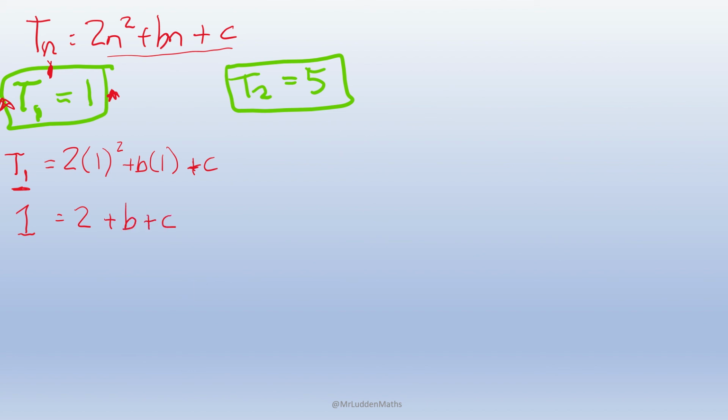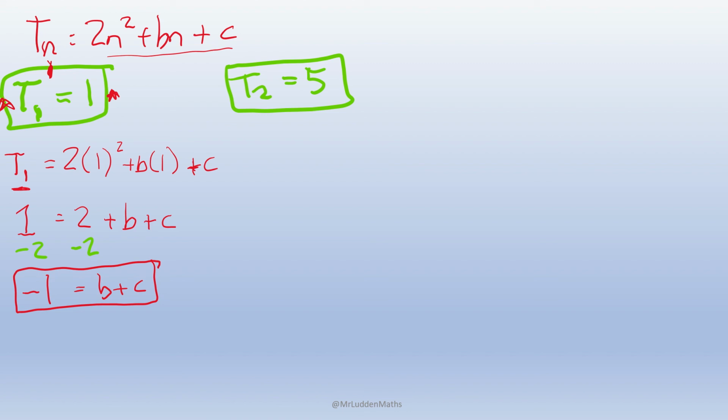Now, in order to make sure I have my variables on one side and my constants on the other, I'm going to take 2 away from both sides. And what I'm going to end up with is minus 1 is equal to b plus c. So I have my first equation there.